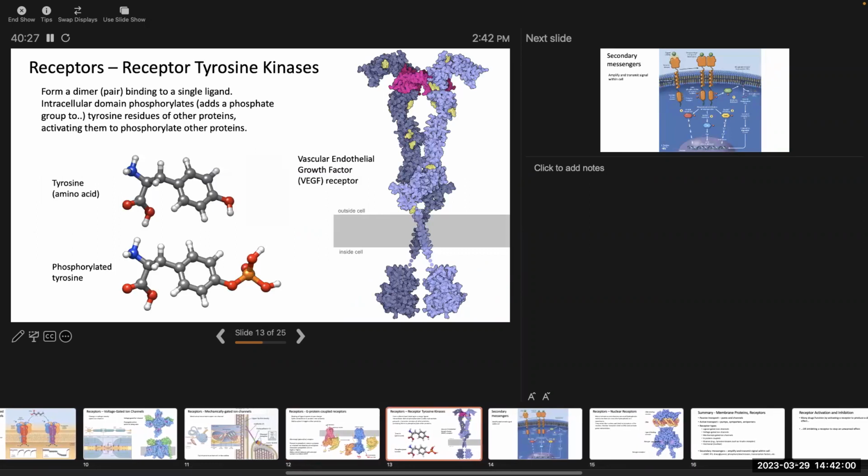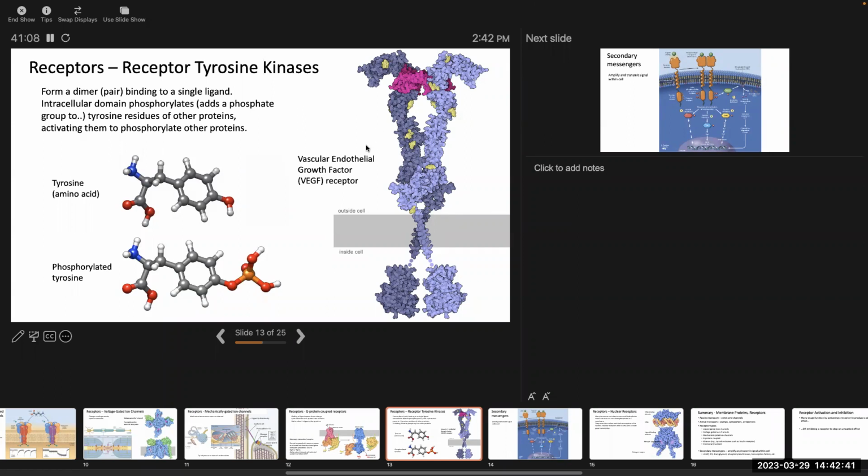Another super important category of receptors in the body are the receptor tyrosine kinases. Kinase is a very common term that you'll see in cell biology and molecular biology. By the way, anything that ends in -ase, hopefully you're all aware of this from your other biology classes, usually means it's an enzyme. But kinase specifically is a type of enzyme that adds a phosphate group to something else.